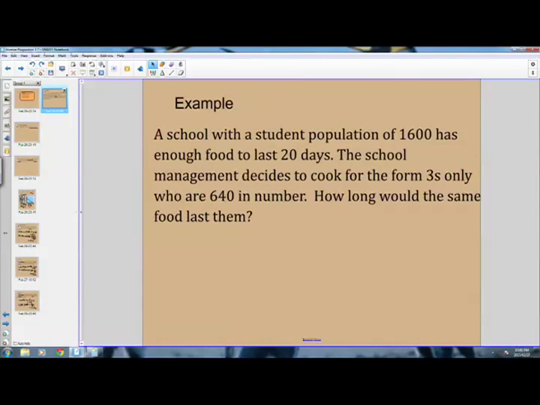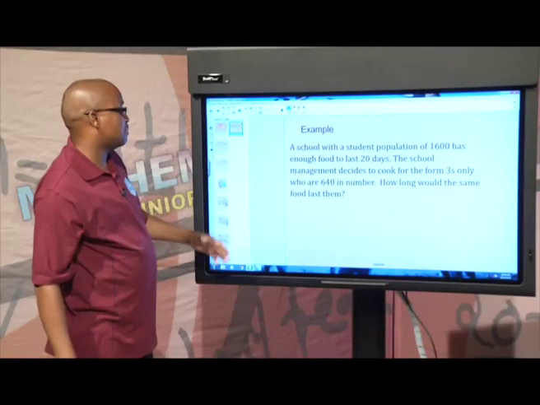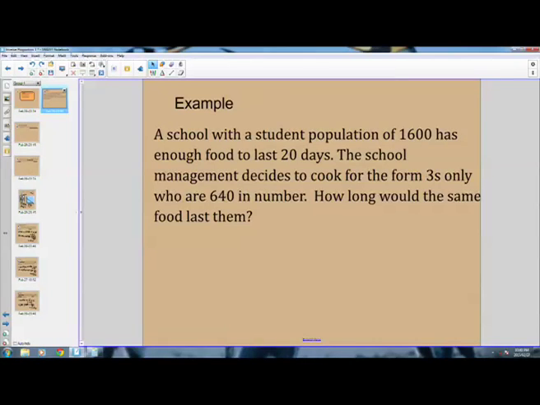Let us have a look at another example to make you understand even better. It says, a school with a student population of 1,600 has enough food to last 20 days. The school management decides to cook for the Form 3s only, who are 640 in number. How long would the same food last them? So what happens here is we are now reducing the number of students from 1,600 to 640. And then the question says, how long will the same food last?